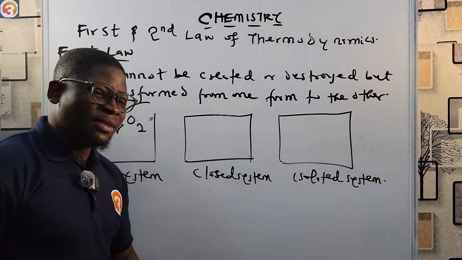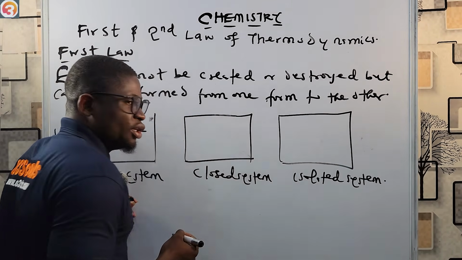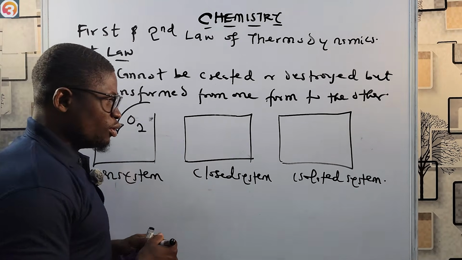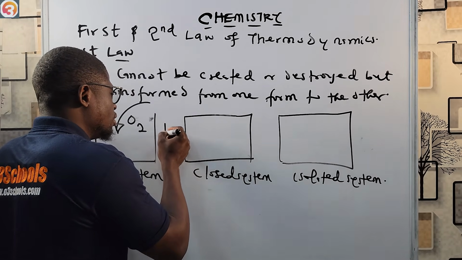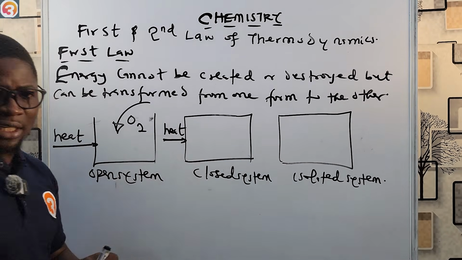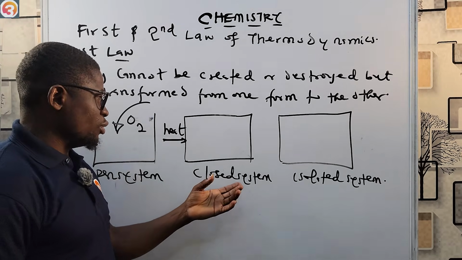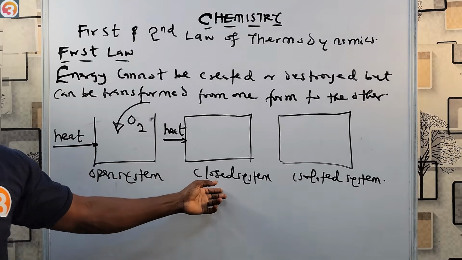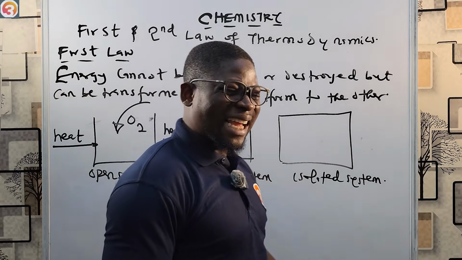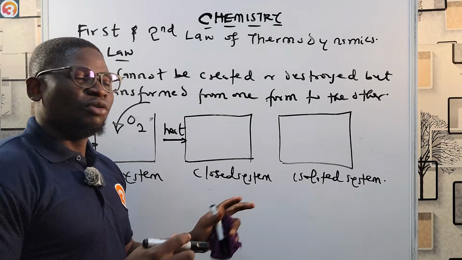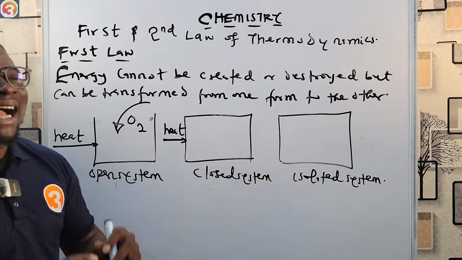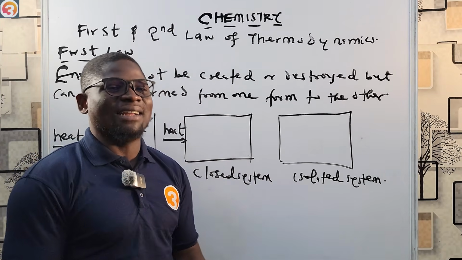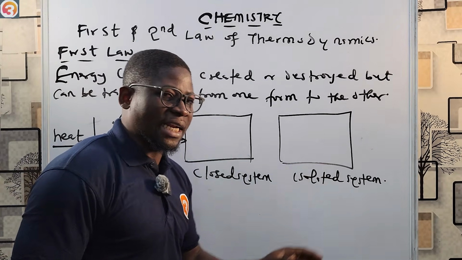Now, a closed system is a system whereby matter cannot flow into it because it is completely closed. But of course, heat energy can flow into this kind of system. So a closed system is a system in which energy can flow into and out of it, but matter cannot flow into it. But in an isolated system, matter and energy cannot flow into it. The total energy for an isolated system is constant.